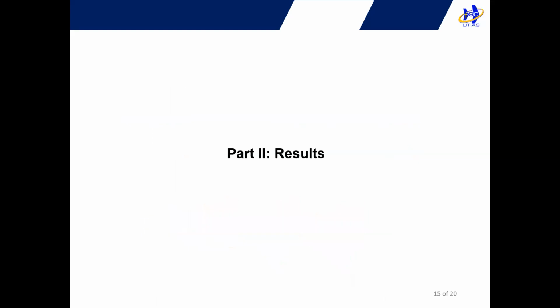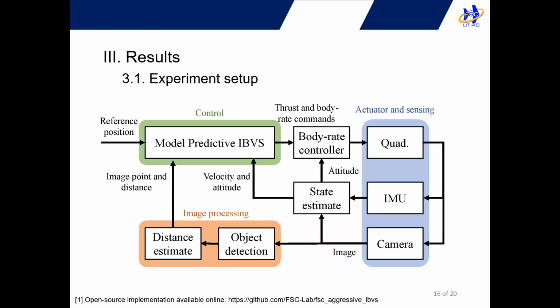In the second part, we would like to share the results we have in simulation and experiments. This is the control diagram we use to implement the whole control system. The green part stands for the core control algorithm we introduced in previous slides. The computed thrust and body rate commands are tracked by a low-level body rate controller.